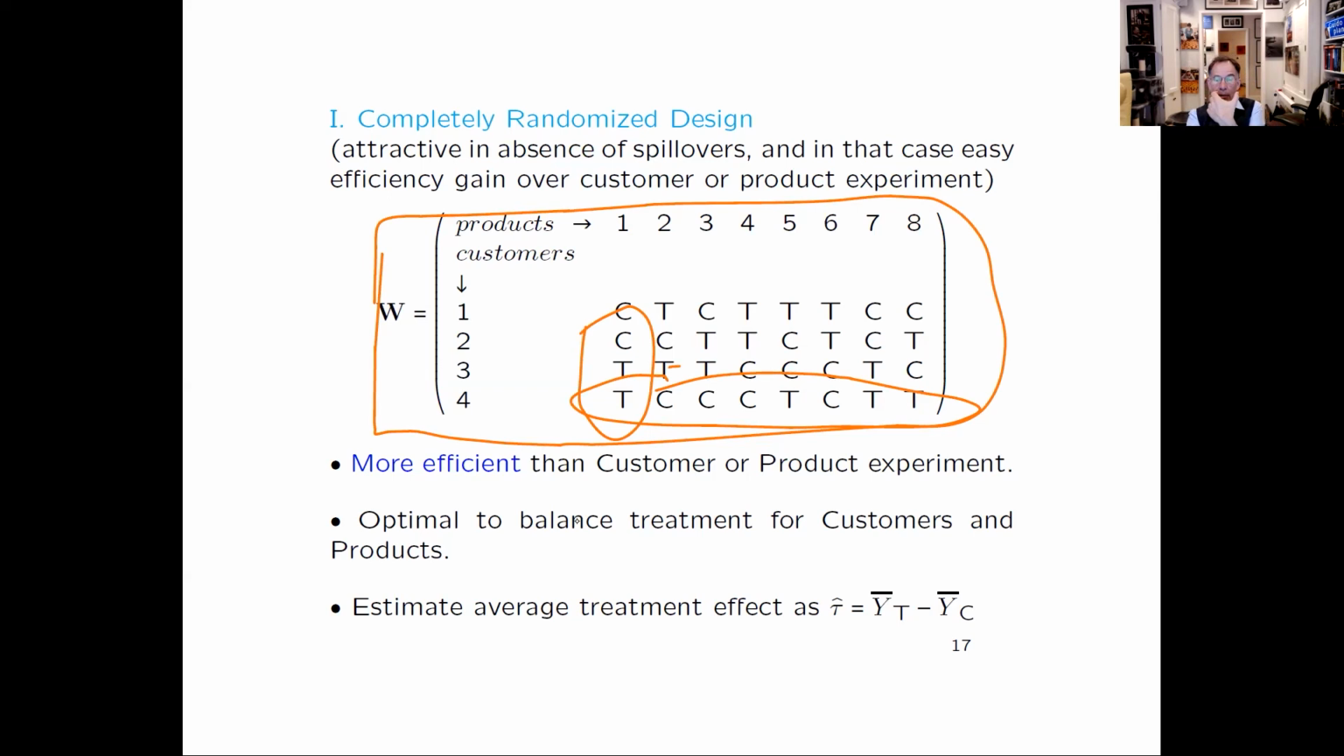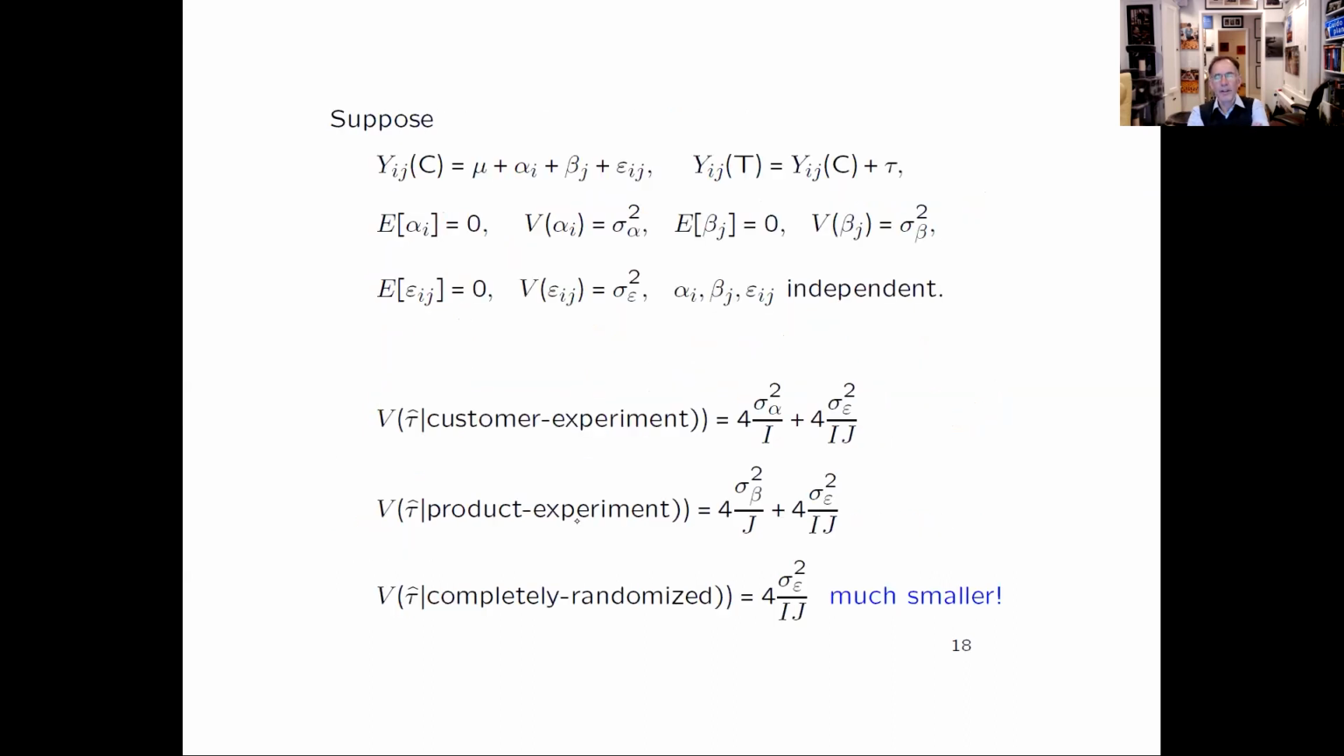That's going to be more efficient. It's going to lead to a more powerful experiment than one where we just randomize the products or just randomize the customers, because the same customer can be used as a control for different products, and the same product can be used as a control for different customers. And so we want to balance things and see what the gains are from doing it.